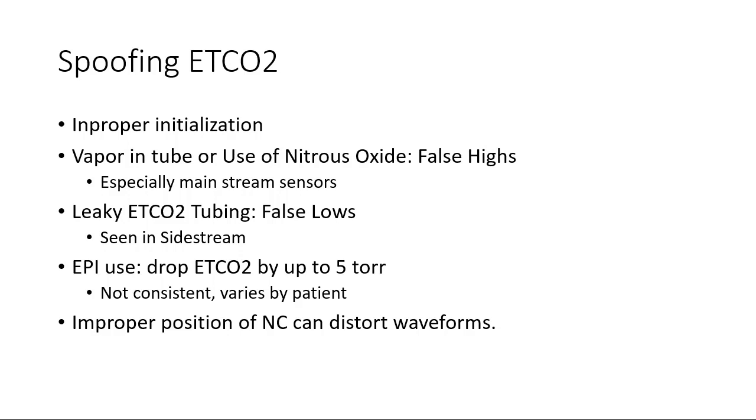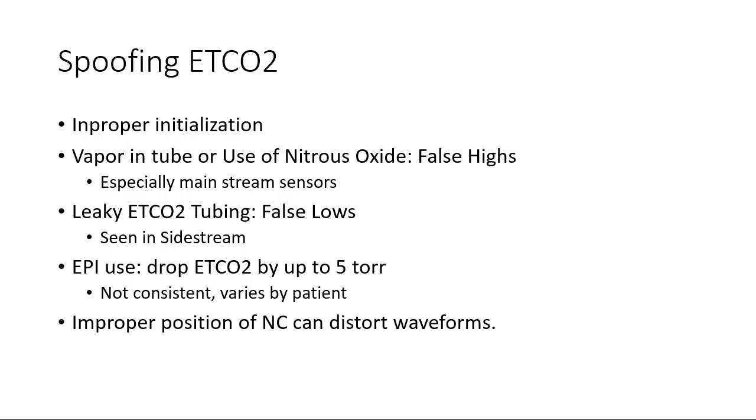We talked about End-Tidal CO2. Epi can drop it by up to 5 torr, or 5 millimeters of mercury, approximately. This is short and transient. And we also just talked about how improper positioning of your nasal cannula means you're not getting a clean sample, you're not getting a complete sample, and therefore that can affect your waveform as well as your actual number.